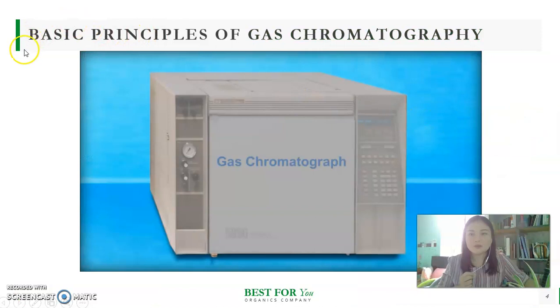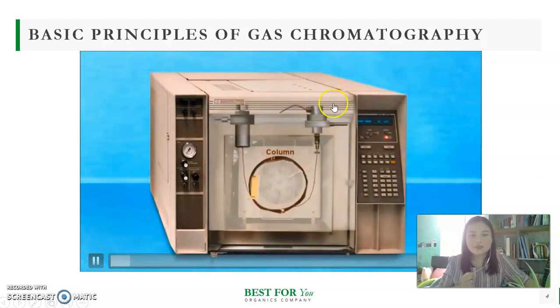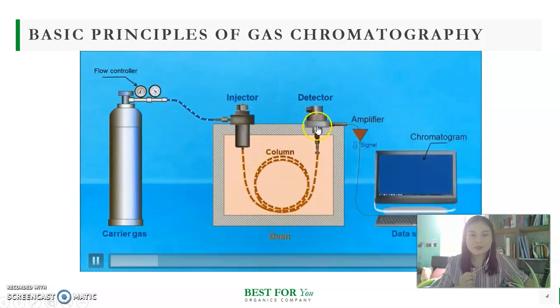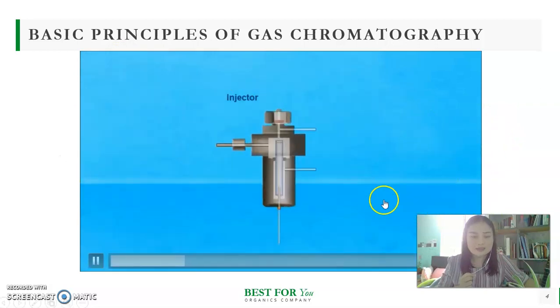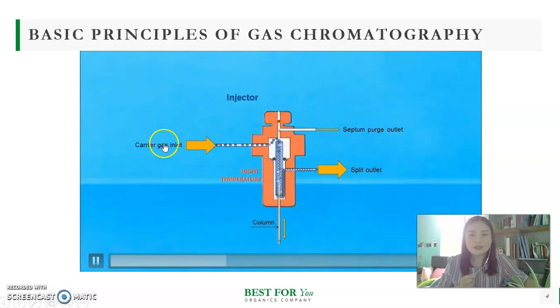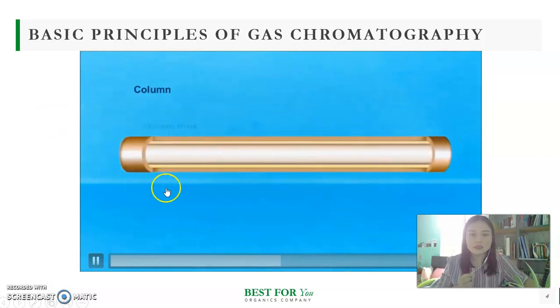Second, I will talk about the basic principle of gas chromatography in a video. As you can see, this is the content of the gas chromatography: the column, the sample detector, this is the oven, the carrier gas, and the data system. This is what happens inside the injector as the carrier gas goes inside the column, and then the sample will be put in. And this is what happens inside the column.